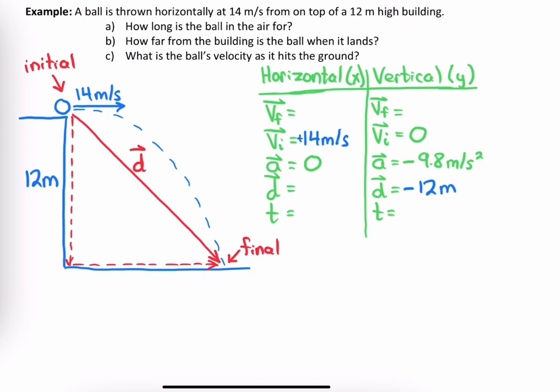Okay, so we've got a fair bit of information now. There's one more thing I want to point out, and that is over here in the x direction. If this thing starts at 14 meters per second, and then it doesn't speed up or slow down, that means over here at the end, the x component of its velocity is going to still be 14 meters per second.